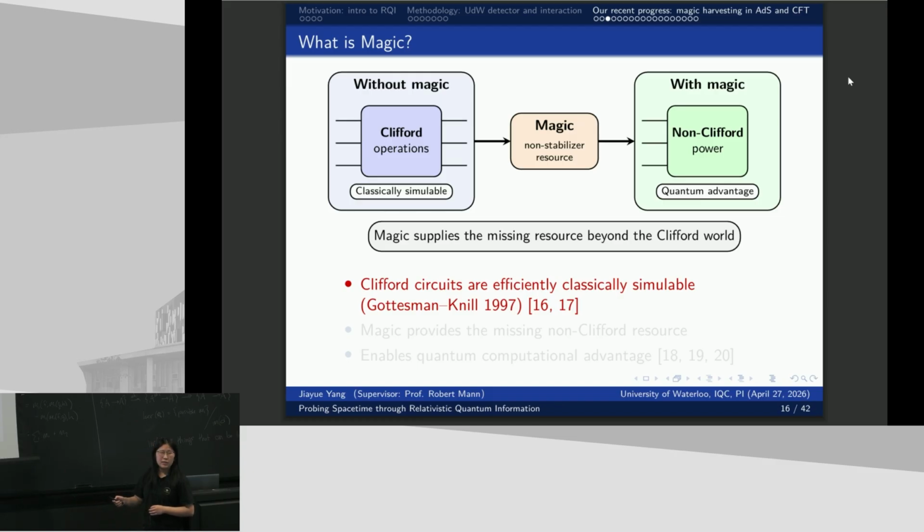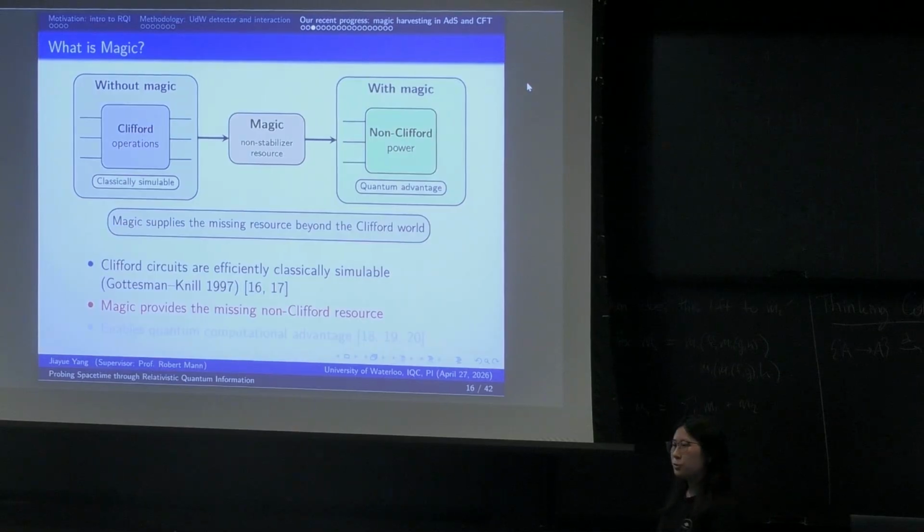So what is magic? Magic is actually the non-stabilizer resource that lets you go beyond the Clifford world. Magic provides the missing resource that lets you go beyond this classically simulable region, and it enables universal quantum computation. If you have these magic states or magic resource, you can have universal quantum computation, and this is the true resource that signifies quantum advantage and enables quantum computational advantage.